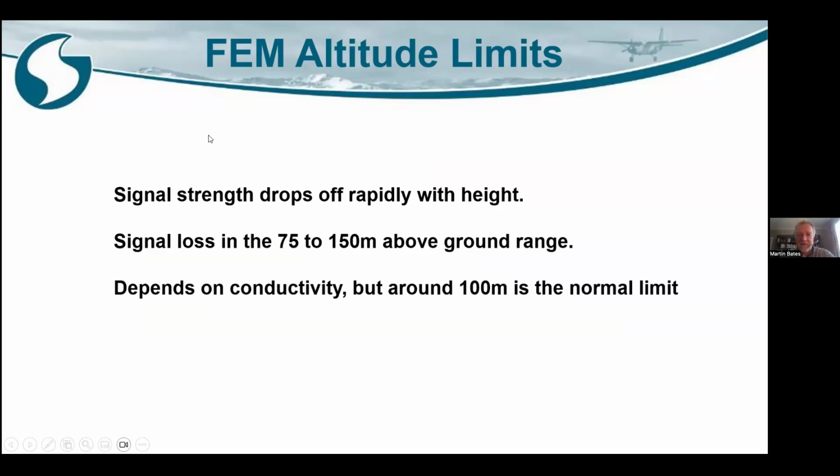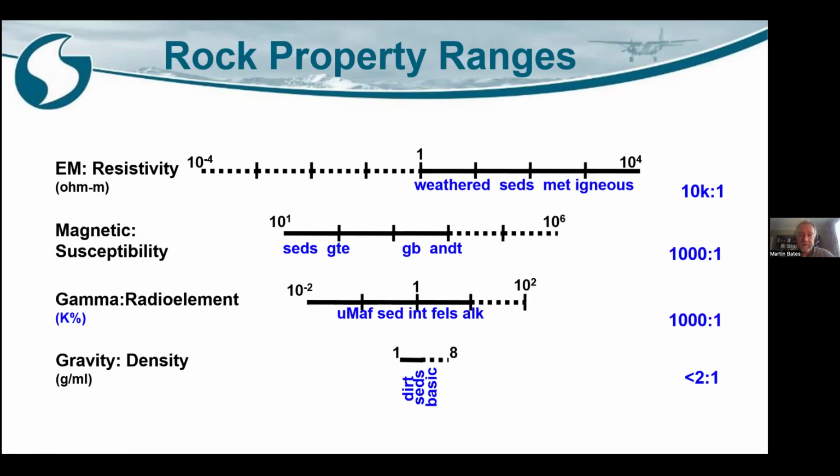No nice picture for EM. I just had to mention it, but it drops off really quickly with height. So here we really have to optimize flying low, which is why we use our Twin Otter, because it has really good climb rates up and down. Basically, you start to lose signal around 75 meters to 150, usually around 100 meters. You've lost it all. So you really have to belly scrape to get good EM data.